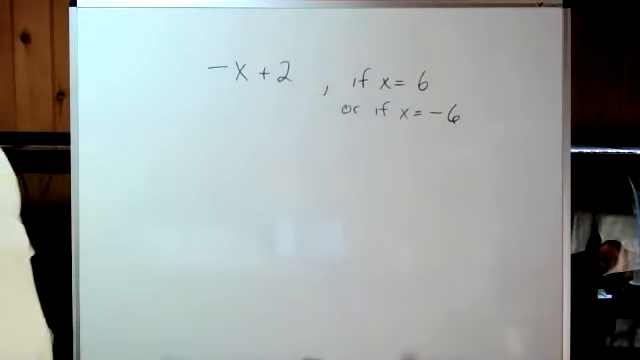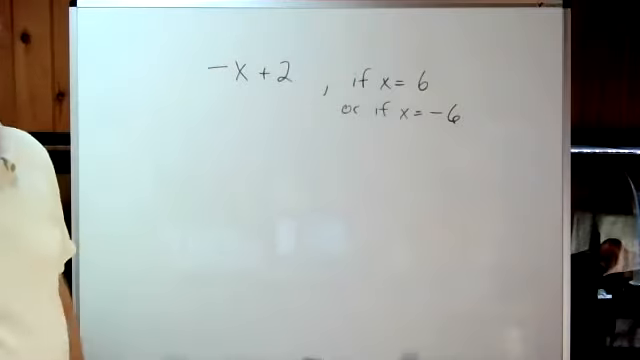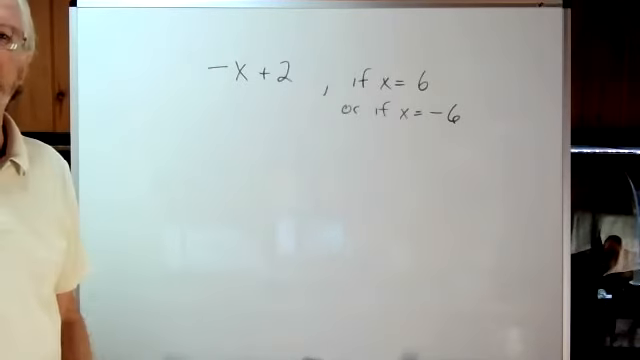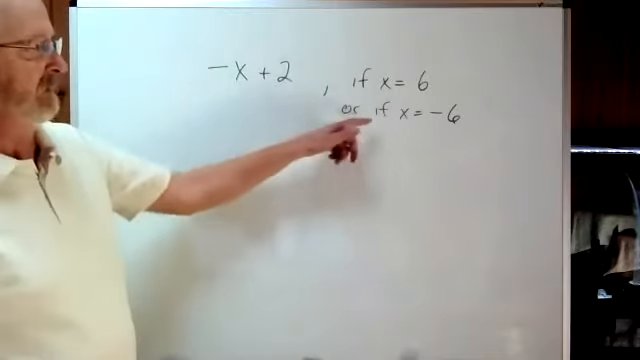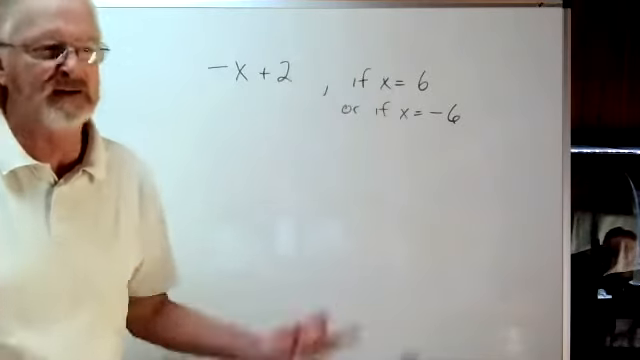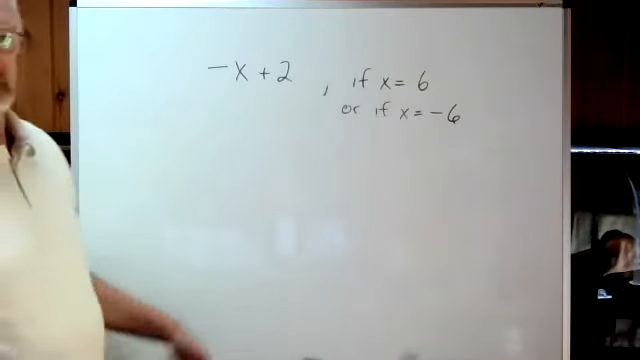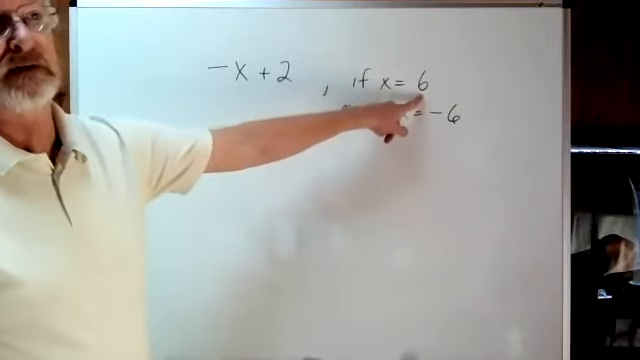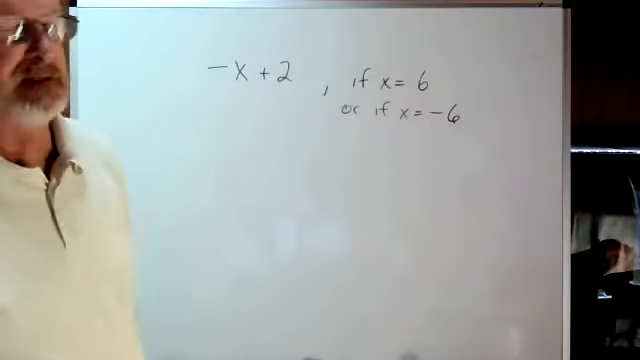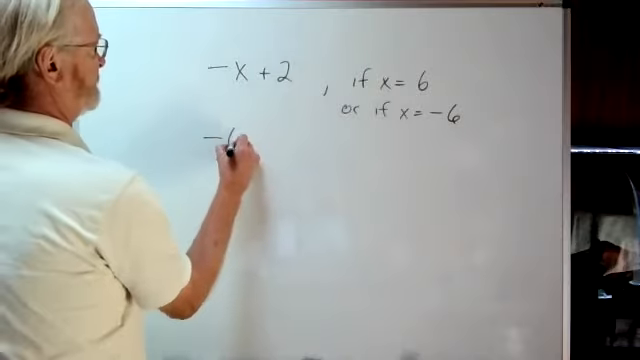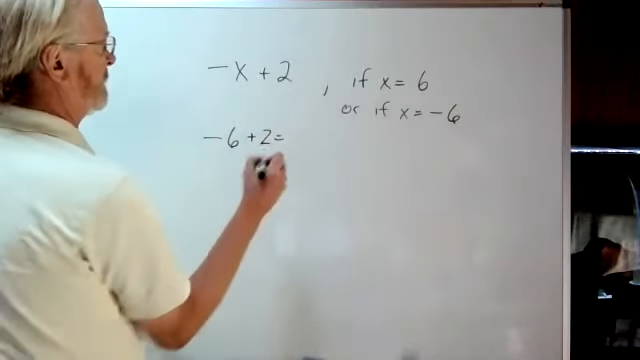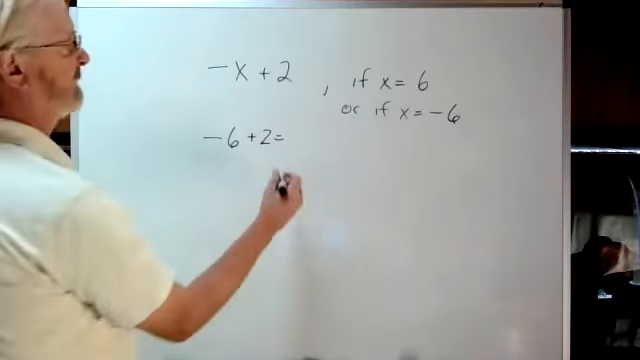Here's my expression, negative of x plus 2. And we're going to evaluate this expression if x is 6 or if x is -6. So making two problems out of one. So we just take that number and substitute it in for the x, replace the x. So if x is 6, I'm going to get negative of, or opposite of 6 plus 2. -6 plus 2, -4.